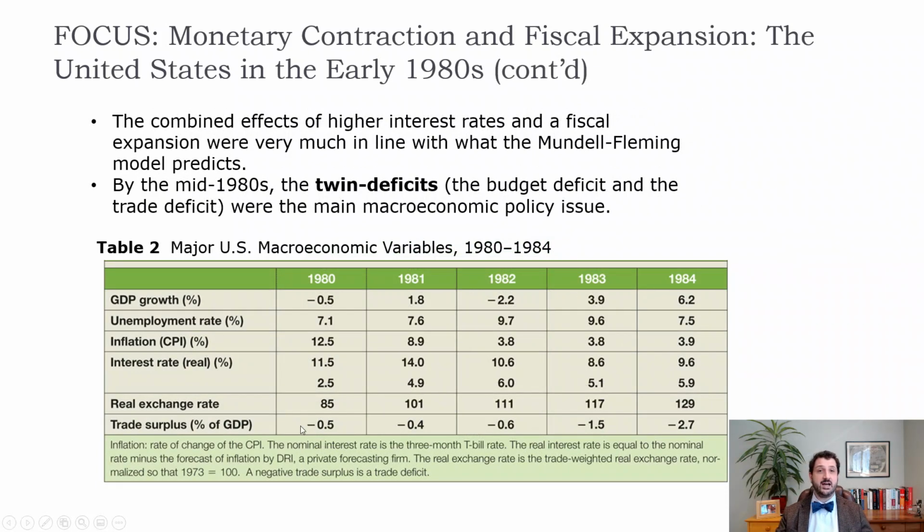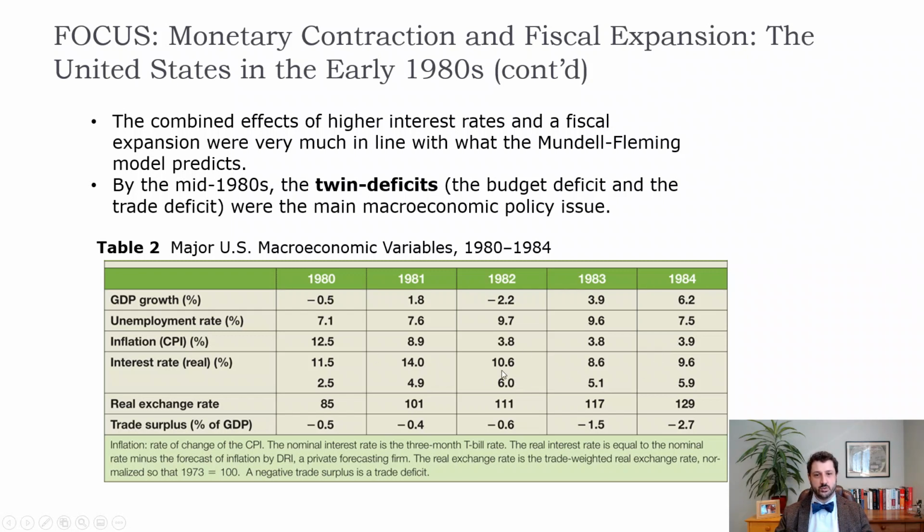Now, at the same time, of course, we had this really high inflation coming out of the 1970s, and the Federal Reserve was really trying to get rid of that. And they had done this by increasing the policy rate, the federal funds rate, substantially, in order to reduce inflation, right? So inflation, which was 12.5% in 1980, had come down to 3.9% by 1984.